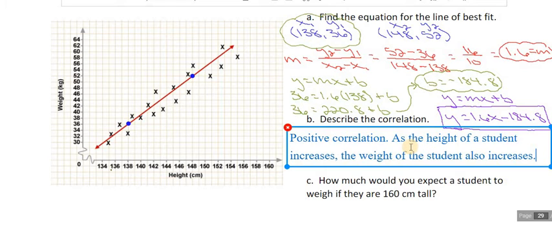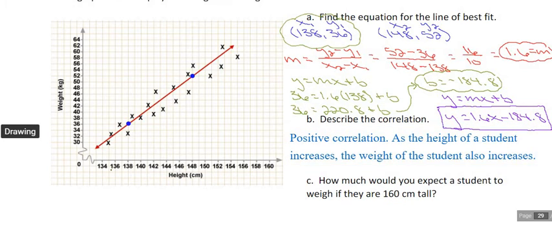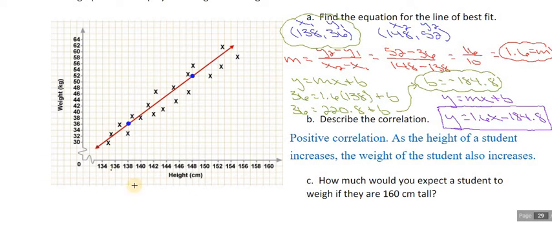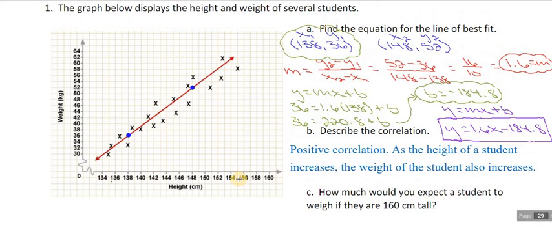Now, part C is asking how much would you expect a student to weigh if they are 160 centimeters tall? So we're going to use the information on our graph and determine, okay, 160 represents what? 160 centimeters is an x value. So I'm going to take my 160 and plug it in for x, and then I'm going to find y.